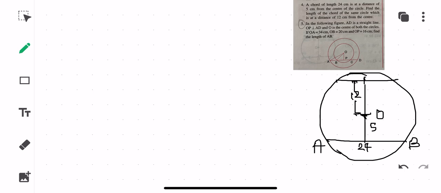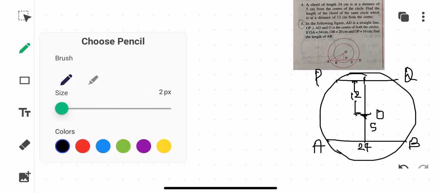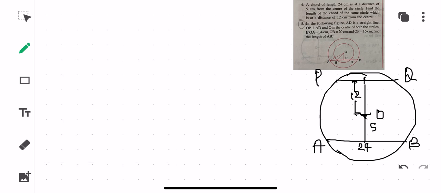Okay, so now what you need to find out? You need to find out the length of chord PQ. You have been given the length of chord AB, you have been given its distance from the center, and now what you have to find is the length of the chord PQ. So how are you going to do this, children?